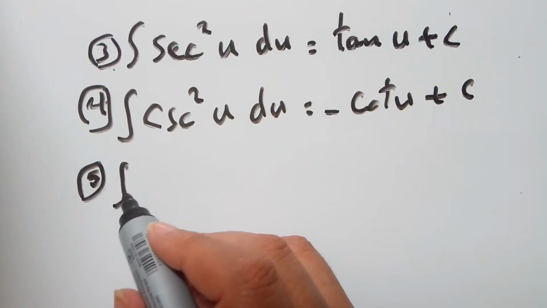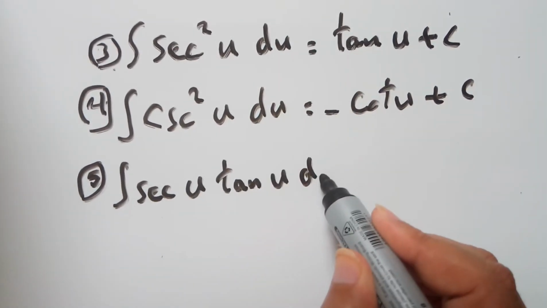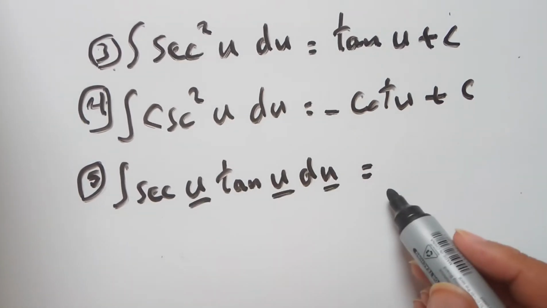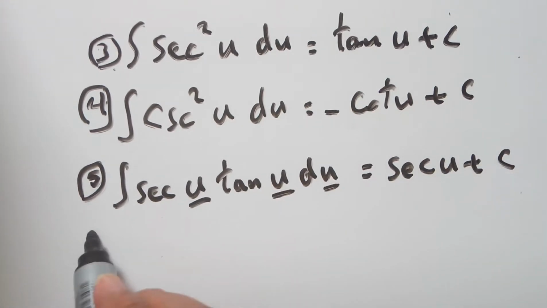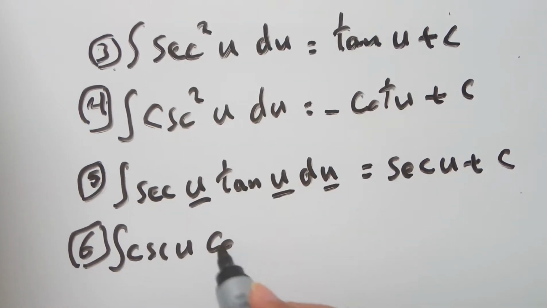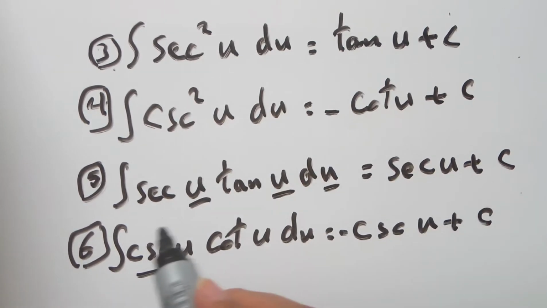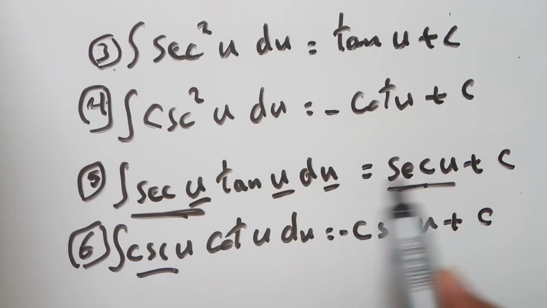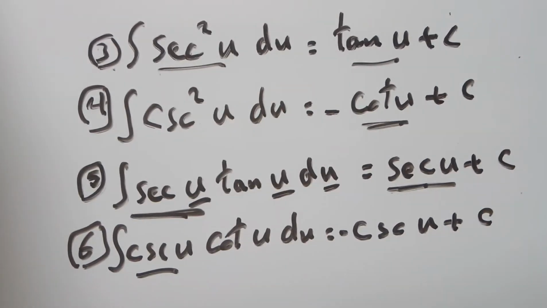Number 5: the integral of secant u tangent u with respect to u is secant u plus the constant of integration. Number 6: the integral of cosecant u cotangent u with respect to u is negative cosecant u plus c. Here secant, cosecant square, cotangent, secant square, tangent: these are the opposite rules of the derivatives for the trigonometric functions.